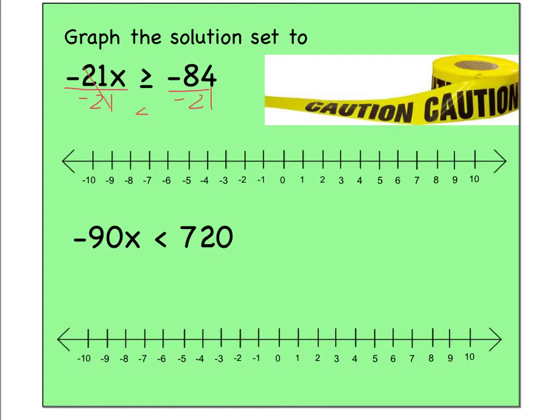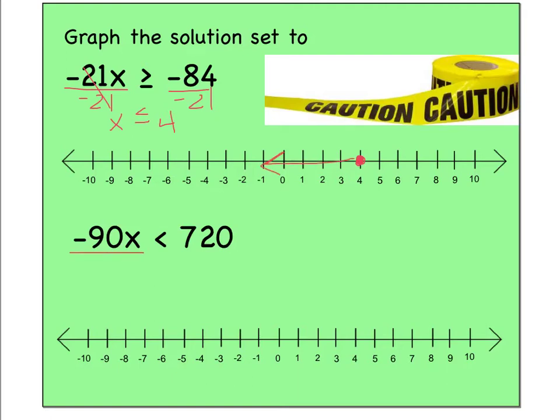So the sign is going to be less than or equal to, and x is going to equal 4. X is less than or equal to 4. Remember, if it's less than or equal to, it's going to be a filled-in circle. And all the numbers that are less than 4 go to the left.